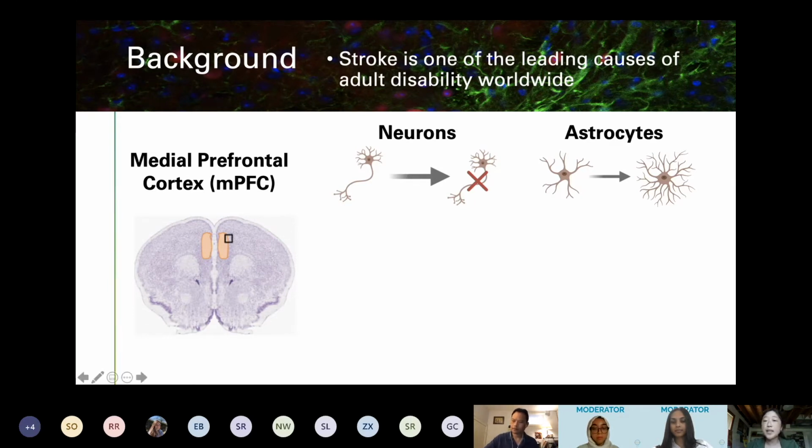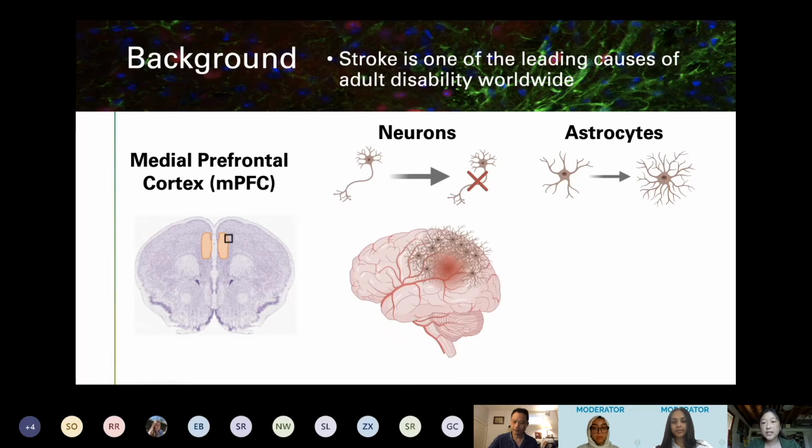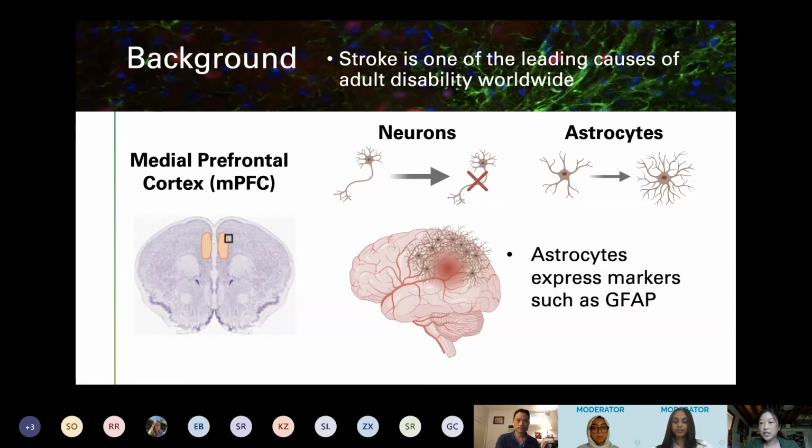associated with stroke. Astrocytes are another type of cell in the brain, and the main thing we need to know about astrocytes is that in response to injury, astrocytes become activated, and they congregate around the site of injury and form this sort of dense physical barrier. Another thing about astrocytes is they express markers such as GFAP. This is important because this is how we're going to identify and target the astrocytes later on.